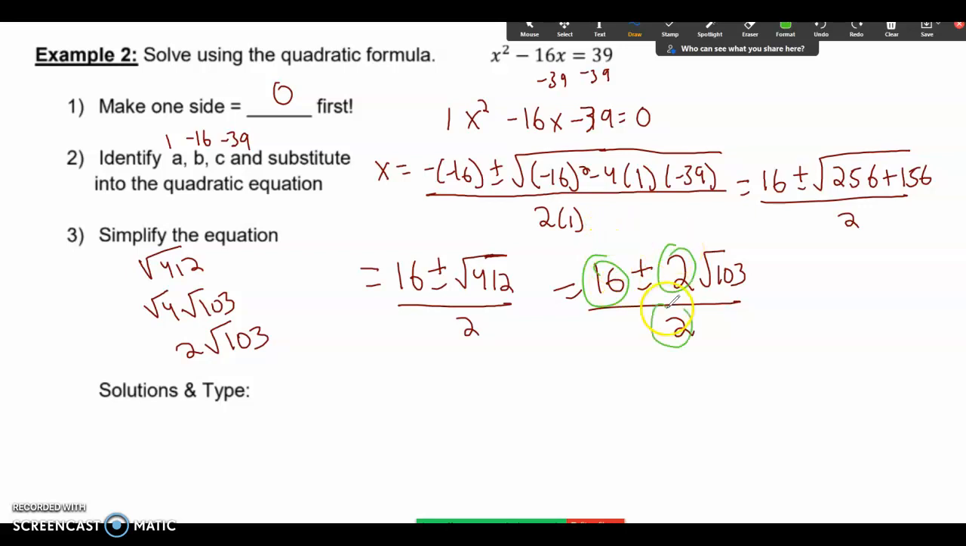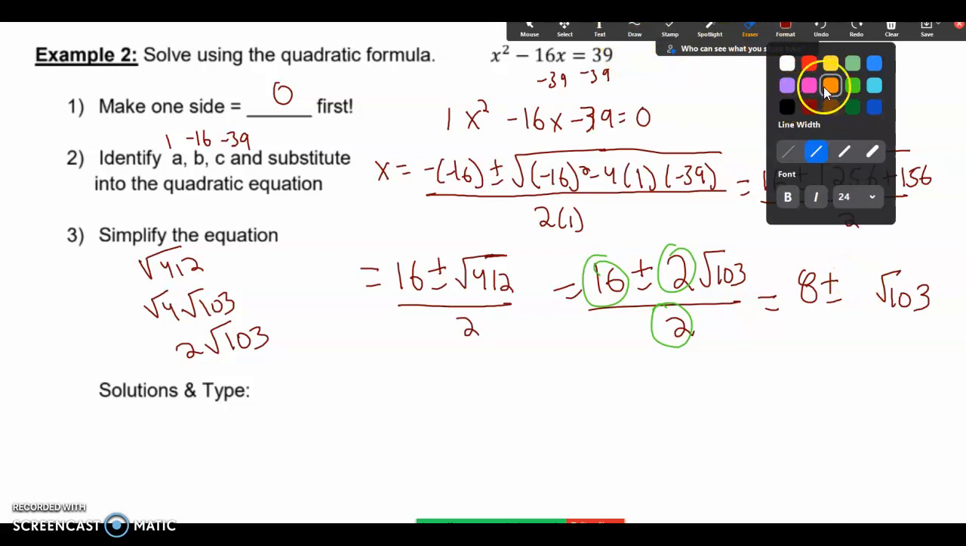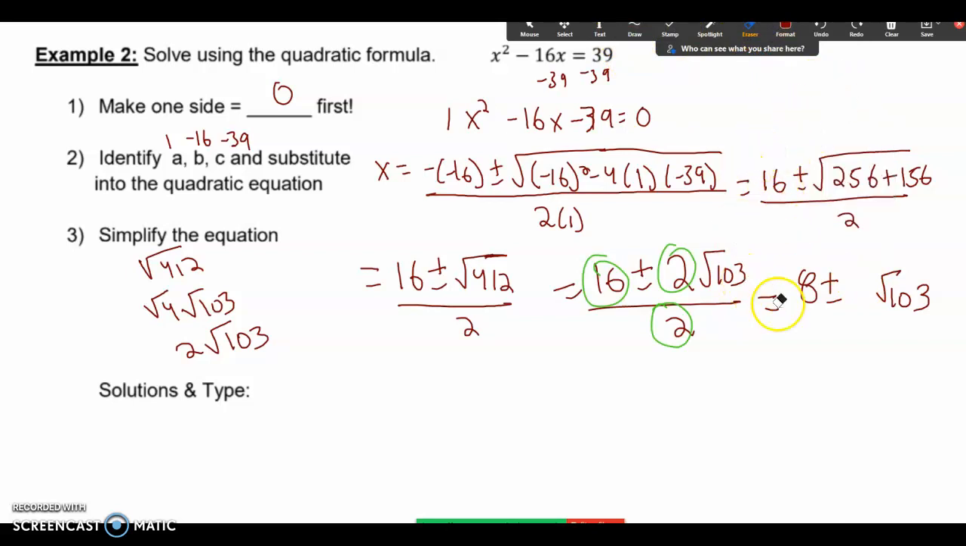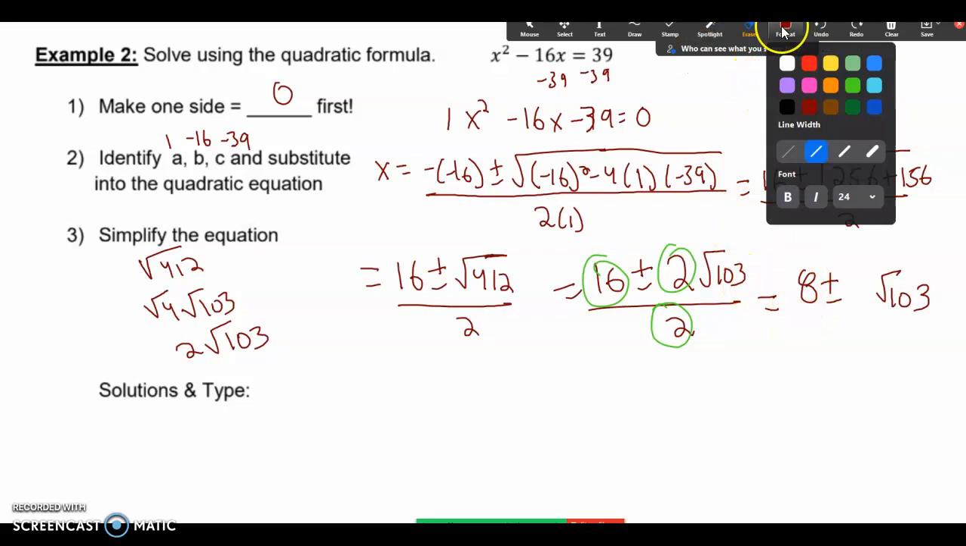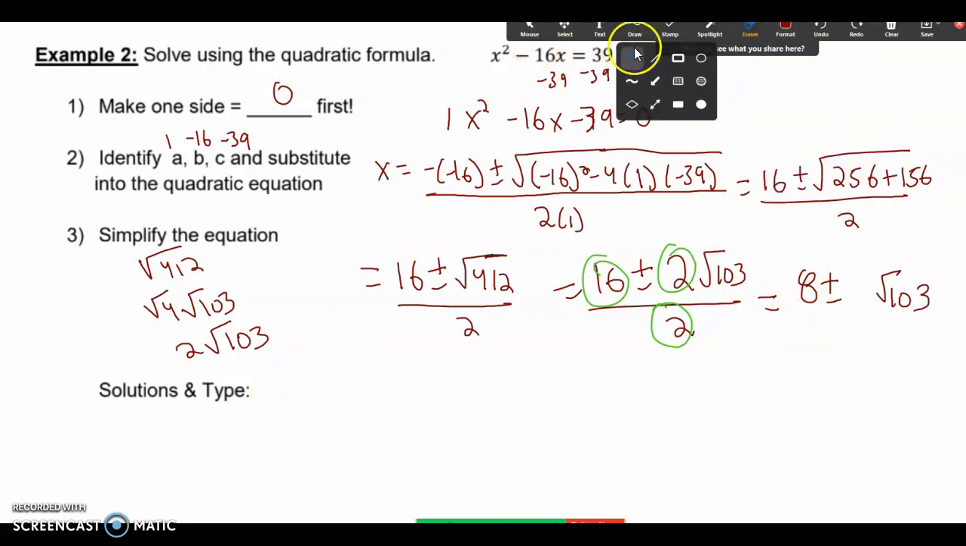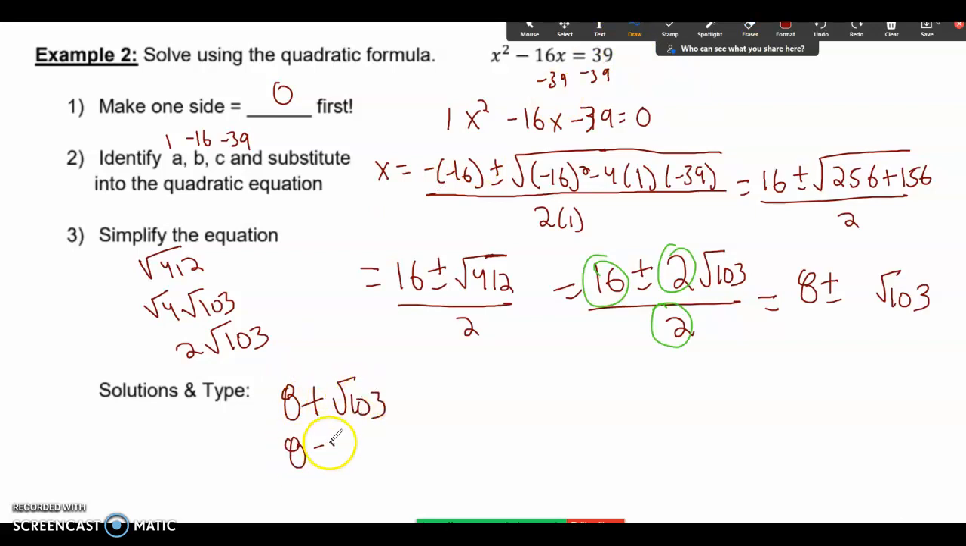Because all three of these have a 2, I can simplify it by 2. So I get 8 plus or minus 2 square root 103. Oh, this 2 will go away. So my final answer is 8 plus square root 103, 8 minus square root 103. That's what that plus and minus means. One time we're going to do with a plus, one time with a minus. These are both irrational.